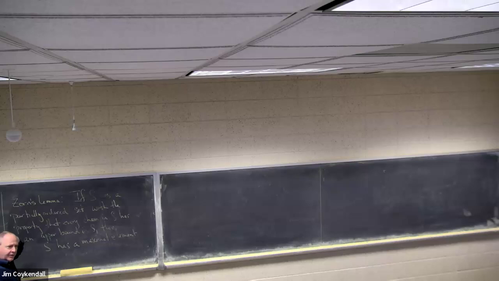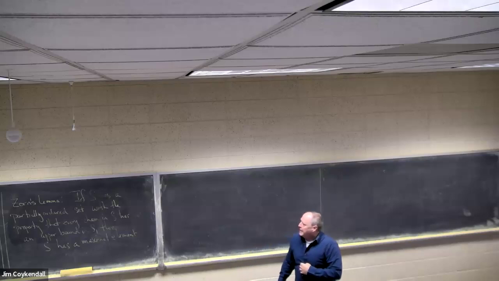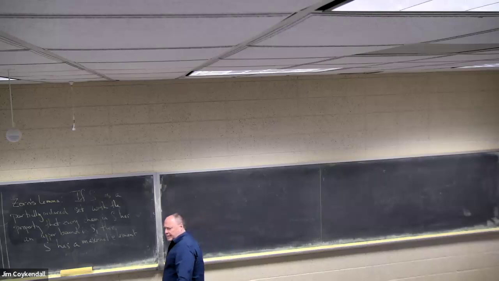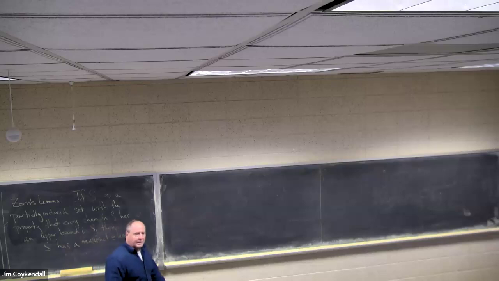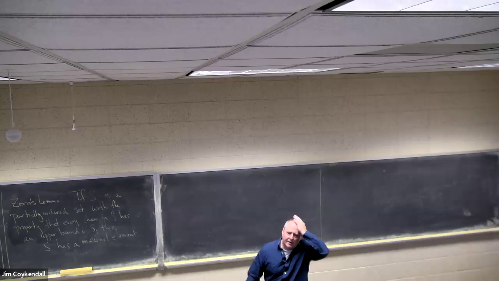Okay, let me remind you, the last thing we talked about was so-called Zorn's lemma. It's equivalent to the axiom of choice. It says, if this is a partially ordered set... Let me recall for you: you've got to remember what a partially ordered set is.